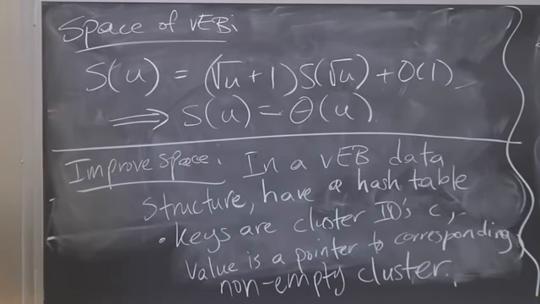And I claim that the space of this scheme is now linear. It's theta of n. Why is it theta of n? How would you account for all the space that's being used in a way that makes it clear it's theta of n?